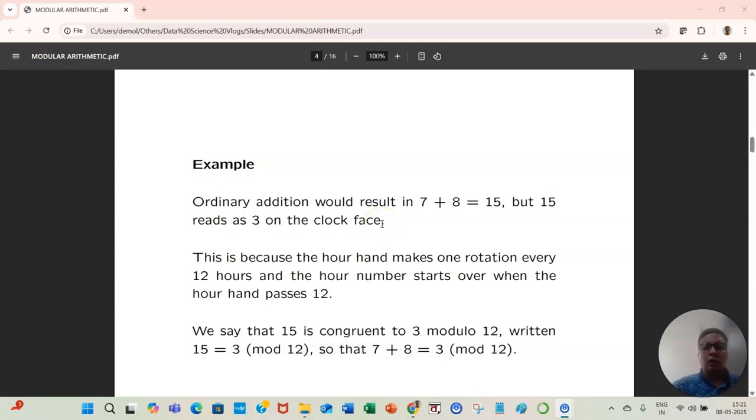We know that all the hour digits in the clock follow modulo 12. This is because the hour hand makes one rotation every 12 hours, and the hour number starts over when the hour hand passes 12. We say that 15 is congruent to 3 modulo 12, written as 15 ≡ 3 mod 12, so that 7 plus 8 ≡ 3 mod 12. 7 plus 8 equal to 15, but 15 is 3 mod 12. If we divide 15 by 12, the remainder is 3. So that is modular arithmetic.